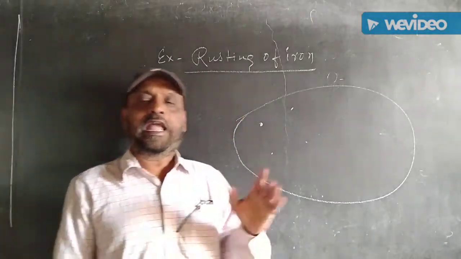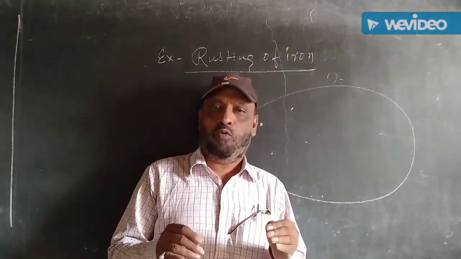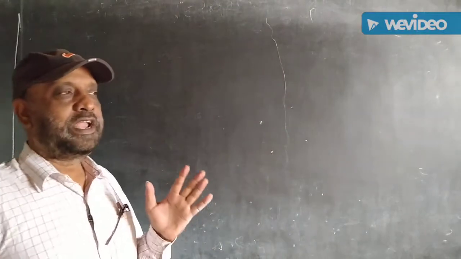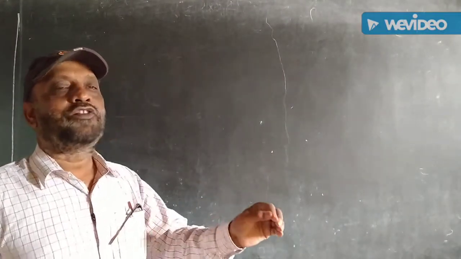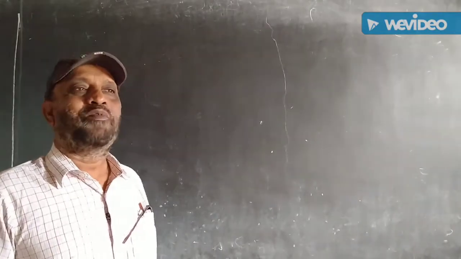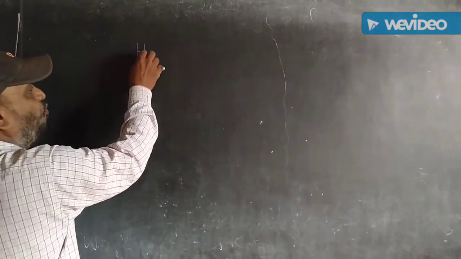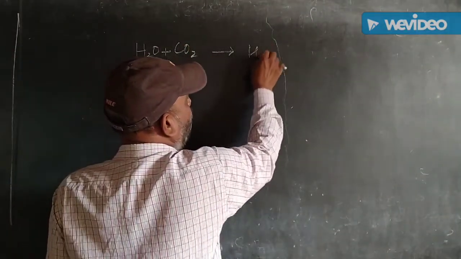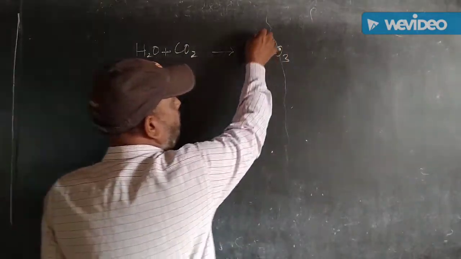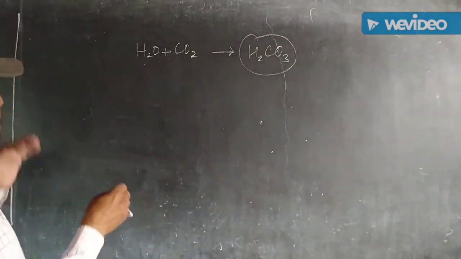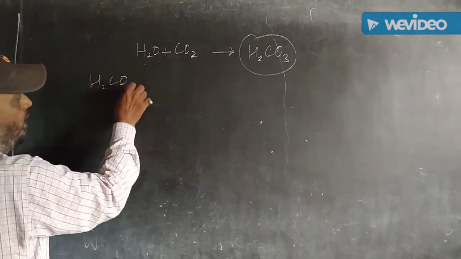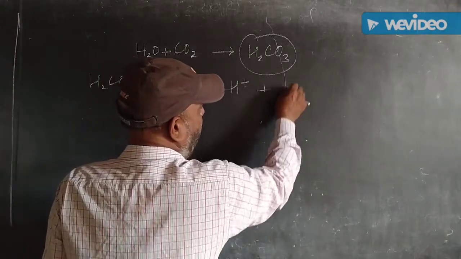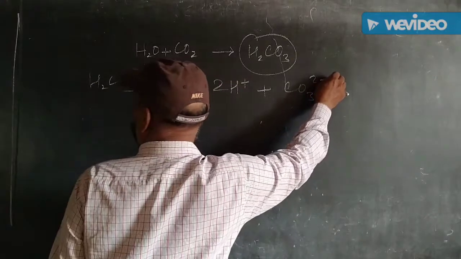Reactions for rusting can be written as given below. Water present in air reacts with CO2 to give H2CO3. What if H2O reacts with CO2 to give H2CO3? It is a weak acid. H2CO3 decomposes to give 2H+ plus CO3 2 minus.